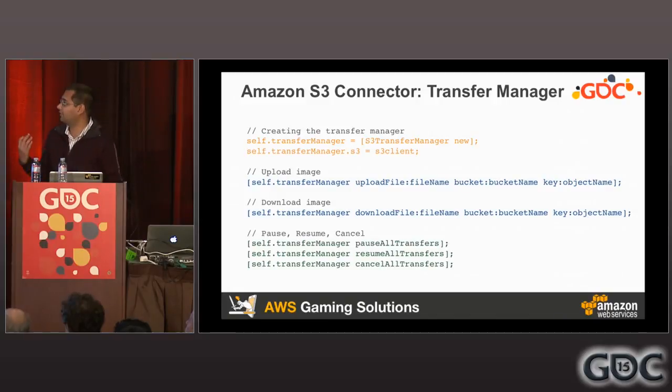So in this case, there's some sample code. As you can see, uploading a file is as simple as calling an upload file function. Downloading a file is called download file. And then you have native support for pausing transfers, resuming transfers, and canceling transfers. And just like I mentioned for the previous part, all this code is available on the AWS Mobile SDK website as well as our GitHub.